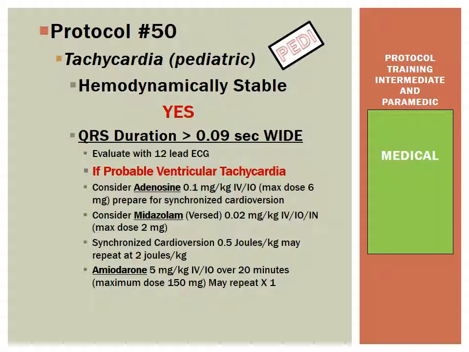If probable VTAC, we need to consider adenosine at 0.1 milligrams per kilogram IV-IO, max dose of 6 milligrams, and prepare for synchronized cardioversion. Consider Versed for sedation at 0.02 milligrams per kilogram IV-IO or IN to a max dose of 2 milligrams. Synchronize cardiovert the patient at 0.5 joules per kilogram, and you may repeat at 2 joules per kilogram. Amiodarone, 5 milligrams per kilogram IV-IO should be considered, and that's given over 20 minutes. Max dose of 150 milligrams, and you can repeat that one time if needed.